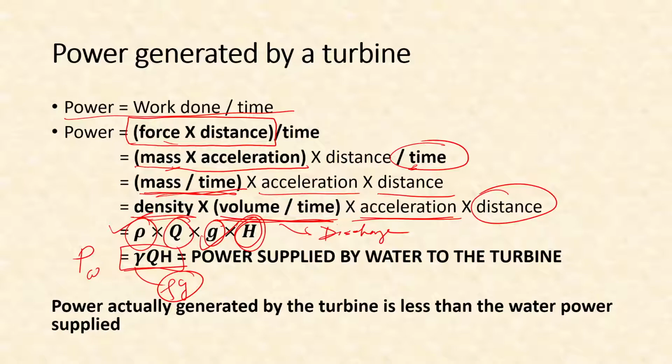But this is only the power supplied to the turbine, but the actual power generated by the turbine will be somewhat less, because there will be issues of efficiency and all those things, so we'll deal with them later. Now this term head, let's discuss what is meant by head in case of a turbine.